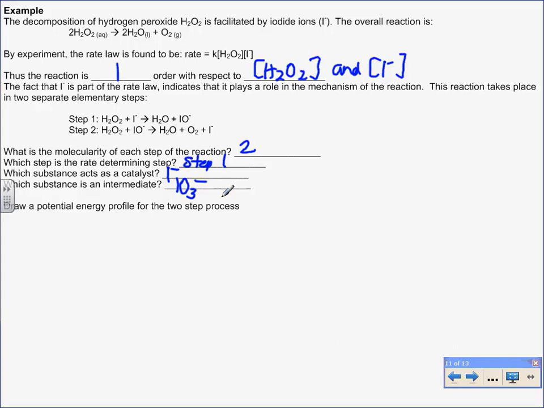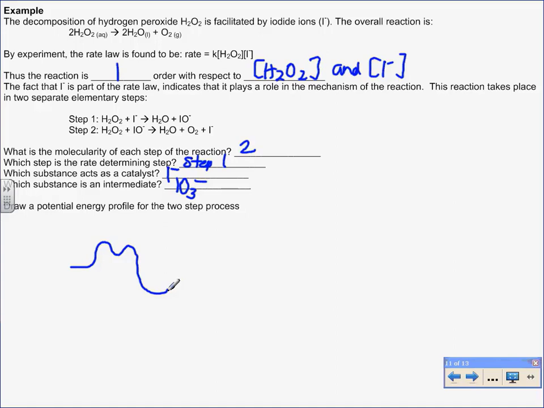Okay. When we're looking at an energy profile, we're starting with H2O2. We're going to make I minus, and then we're going to do the second step of the reaction. When you want to show an energy profile, we have very little information here. Like, we don't know if it's an exothermic or endothermic reaction.